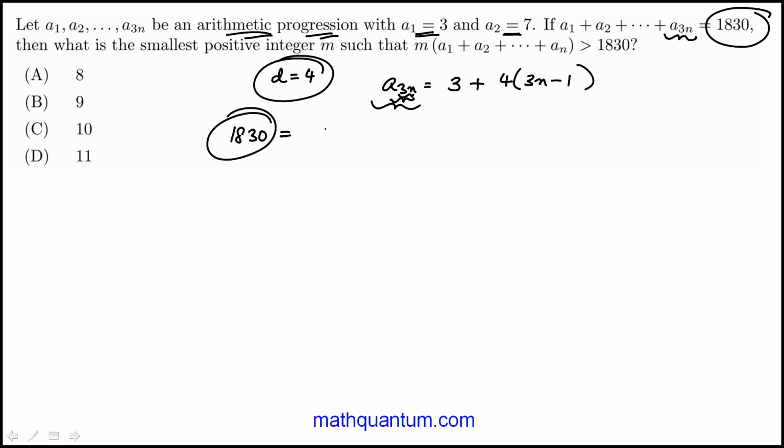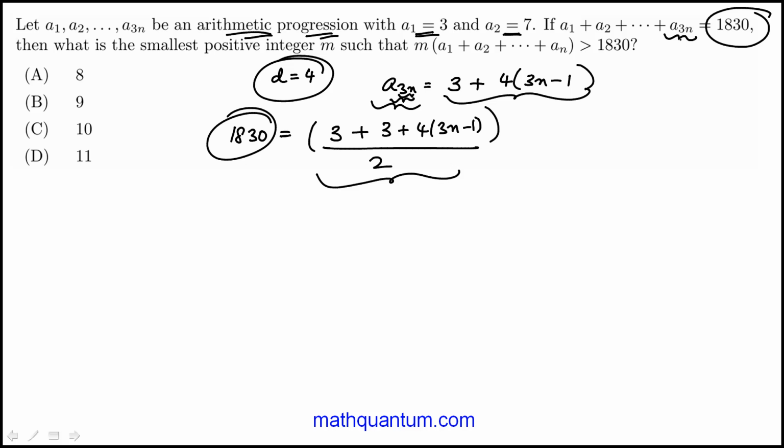So the sum would be the average of the first and last term. The first term is 3, the last term is right here. I take the average of those two, and that would be the average for the entire set of numbers from 1 to 3n. And I multiply it by the number of terms, which is 3n. So that's the condition that will give me what n is. And I just have to simplify this.